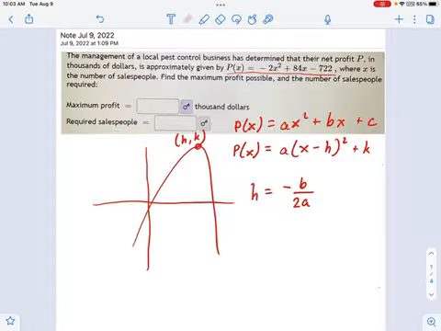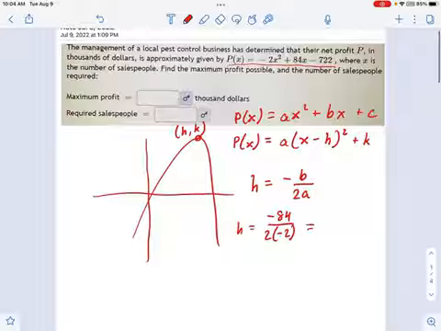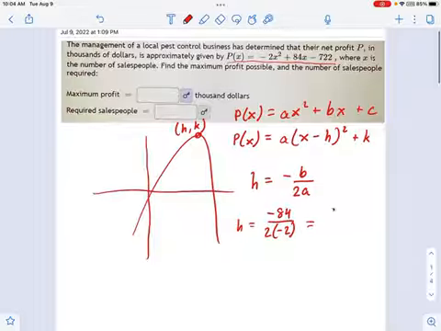I'm going to say h equals negative b. Well, b is 84. So negative 84 divided by 2 times negative 2 in this case, because a is negative 2. Okay, so what do we get? Looks like 84 divided by 4, and that is 21. So maximum profit occurs when I have 21 salespeople.